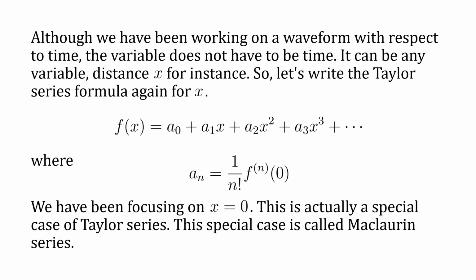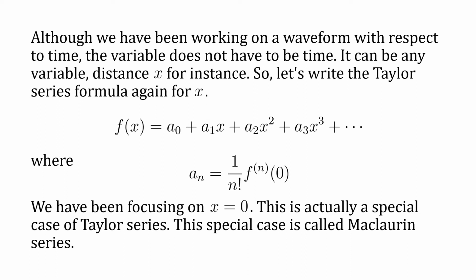Although we have been working on a waveform with respect to time, the variable does not have to be time. It can be any variable, distance x for instance. So, let's write the Taylor series formula again for x. f of x is equal to a0 plus a1x plus a2x squared plus a3x cubed plus etc., where an is equal to 1 over n factorial the nth derivative of f at 0.